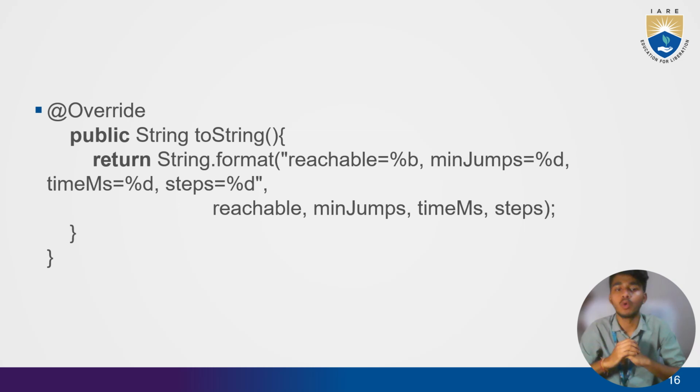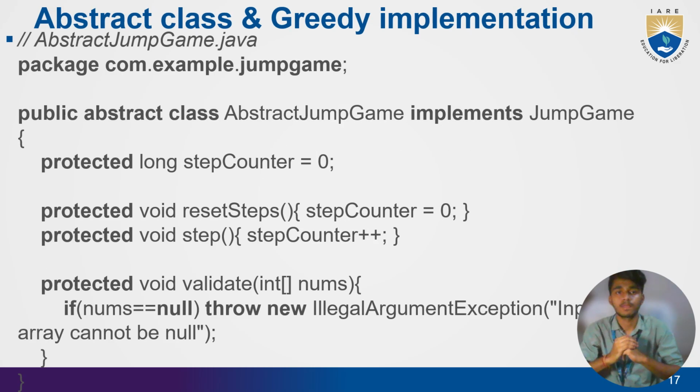After that, we have to override the method and return a string containing reachable, min jumps, time in ms, and steps. The abstract class and greedy implementation provide a step counter to measure the number of logical operations whenever they perform a basic unit of work, for example, an inspection of an index.